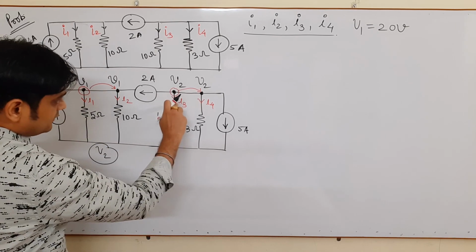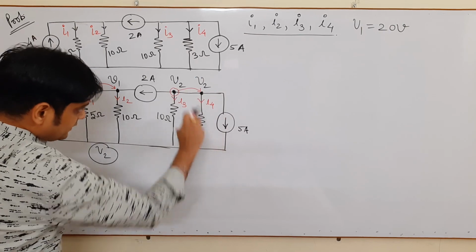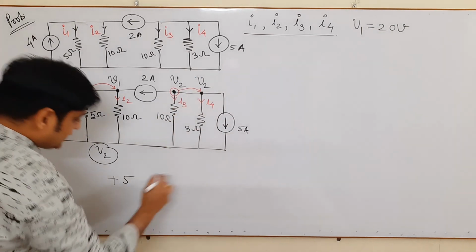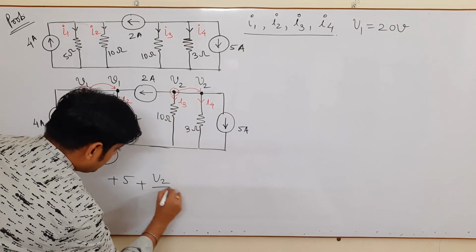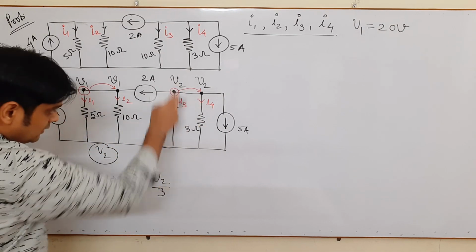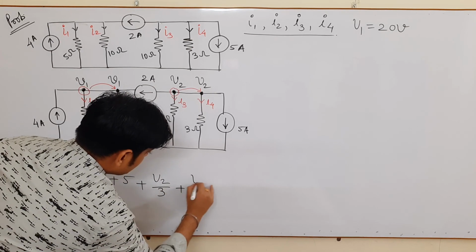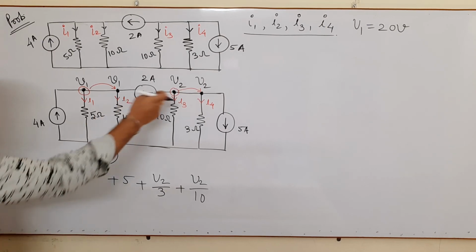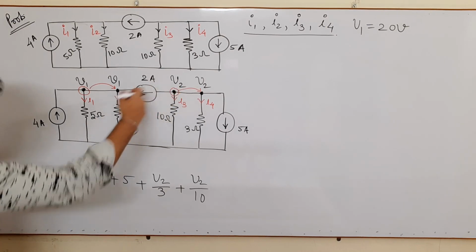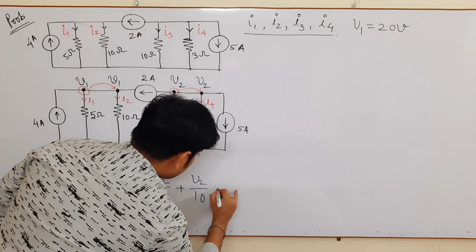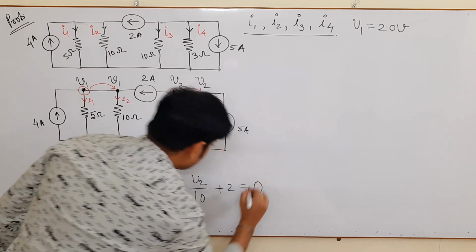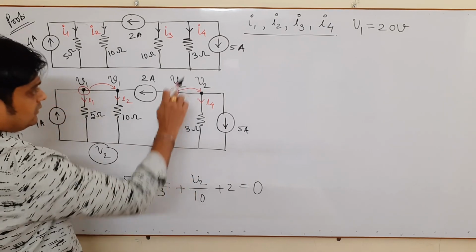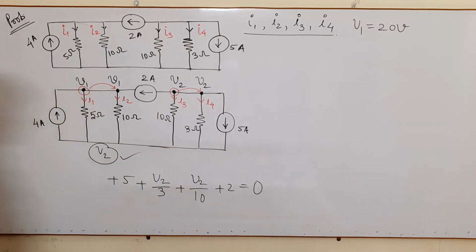So at V2 again you see 5 ampere current going out from the node, so that comes to be plus 5. Whatever the current here is V2 by 3, and whatever the current here, it is V2 by 10. Yes, and one more current which is also going out from this node, and it is plus 2, that is equal to 0. So this is again a KCL equation for node V2.